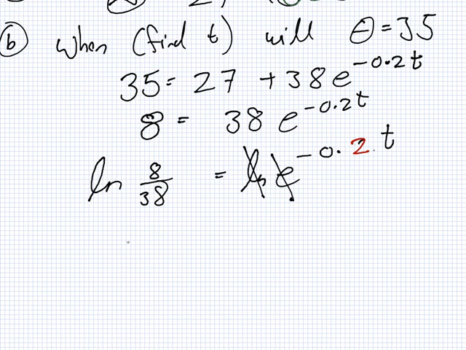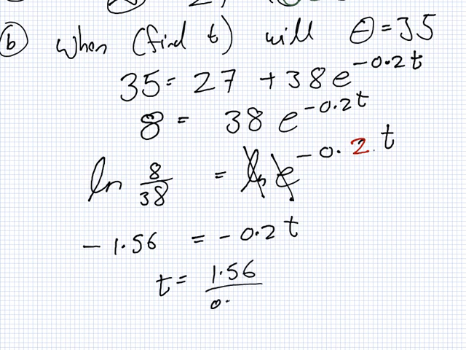So can someone hit in please ln of 8 over 38? What do we get? And make sure you use ln. Yeah, equals minus 0.2t. So t is 1.56 over 0.2. That's about 8 minutes or something. So to the nearest minute, is it about 8? Yeah. 8 minutes is the answer.